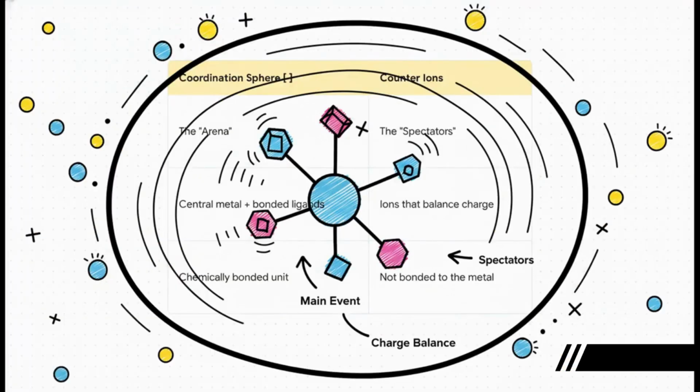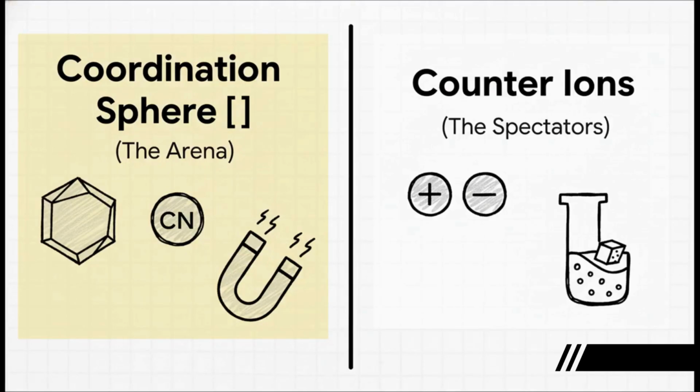Think of it like this. Everything inside those brackets, that's the arena. That's where all the real action is happening. The central metal and the ligands are bonded together in there. And anything hanging out outside the brackets, they're just spectators. We call them counterions. Their only job is to watch from the sidelines and keep the overall charge balanced. They are not in the game. And this is the absolute key for your exam, so lock this in.